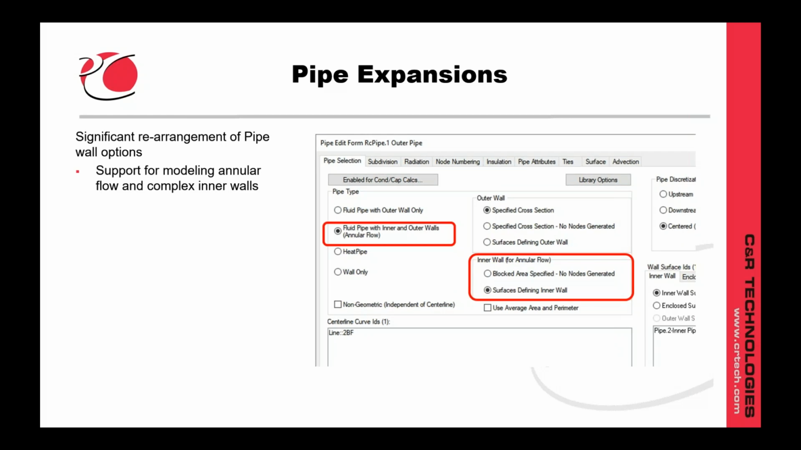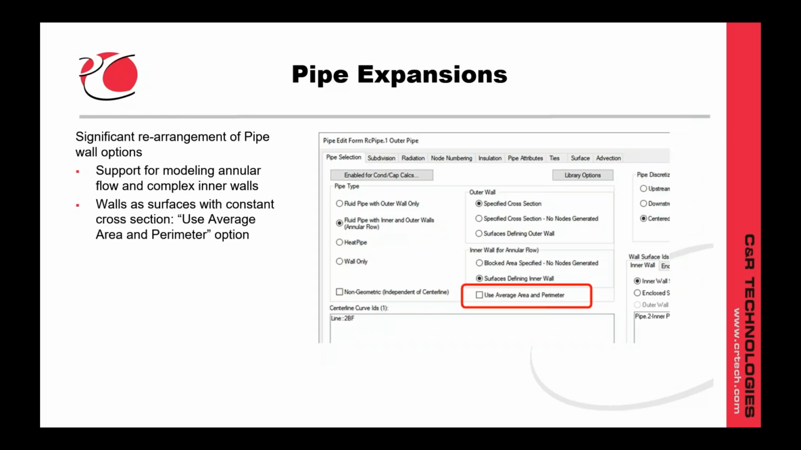New for 6.1 is the ability to add inner walls for pipes. This feature not only supports modeling of annular flow, but it allows you to define complex geometry inside pipes. When the pipe with an inner and outer wall option is selected, it will give you the same outer wall options as before, but it will also activate new options to define the inner wall. This inner wall can be one or more surfaces, or it can be a blocked volume. With this feature, you can model concentric pipes, nesting multiple pipes if necessary.